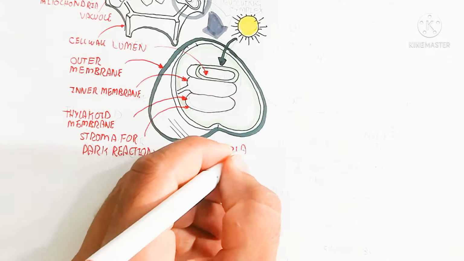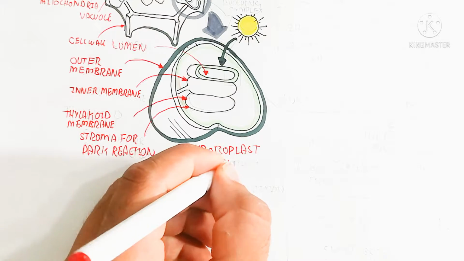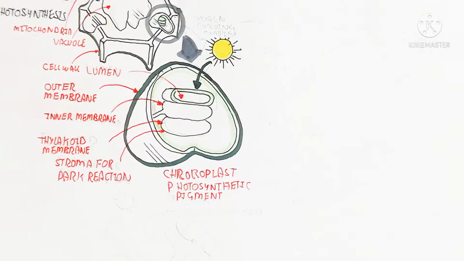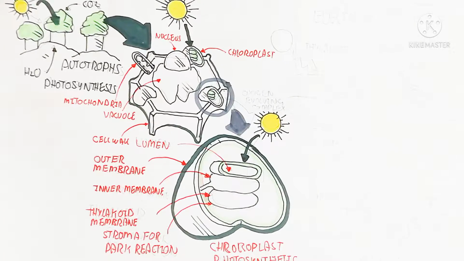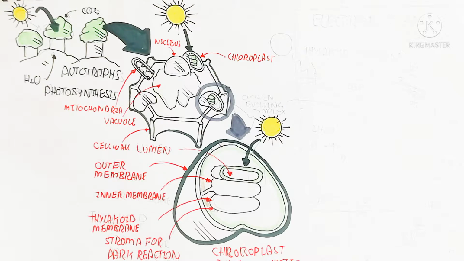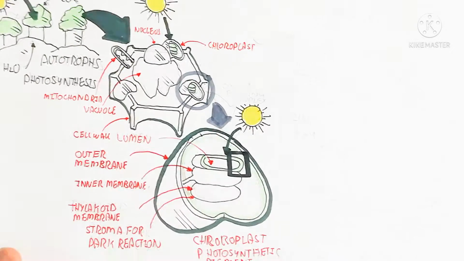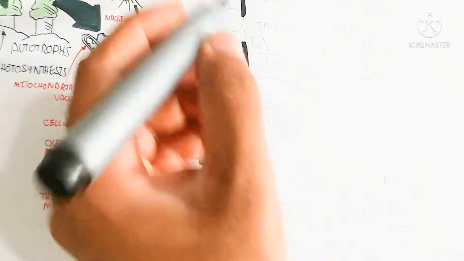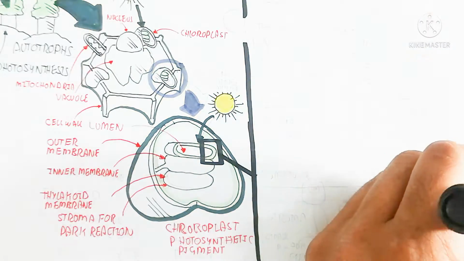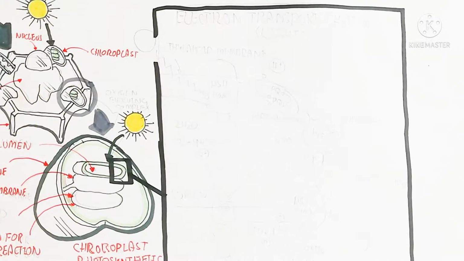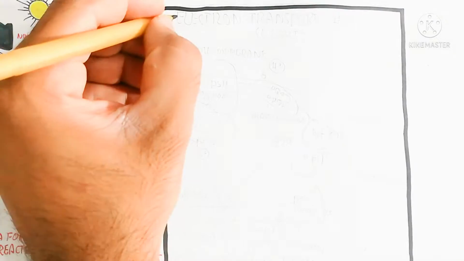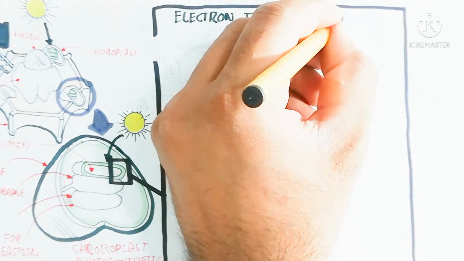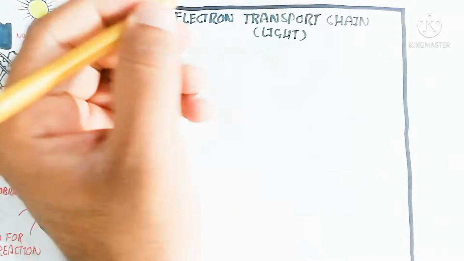Let's begin to understand the electron transport chain in the light reaction, which involves the thylakoid membrane in the chloroplast. The chloroplast is the photosynthetic organelle used for the light reaction and dark reaction, for the production of ATP. ATP is used for the production of glucose in the absence of light by the fixation of carbon dioxide in the Calvin cycle. So let's begin with the electron transport chain first, and in the next video we will discuss the Calvin cycle.